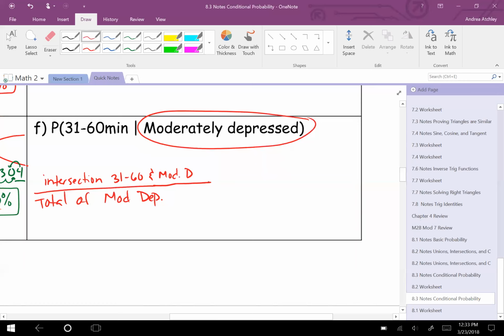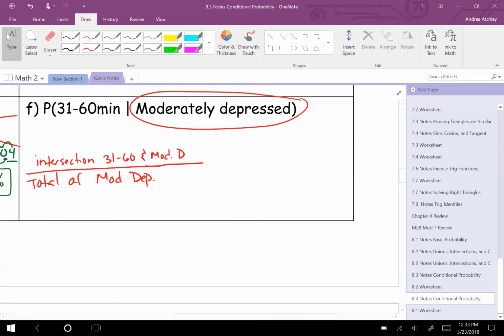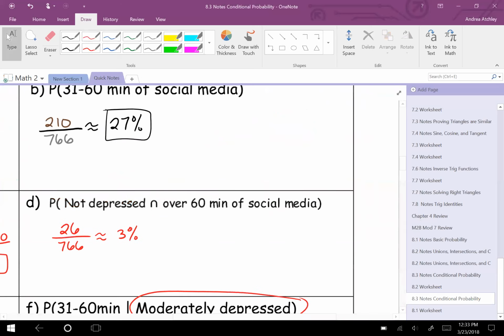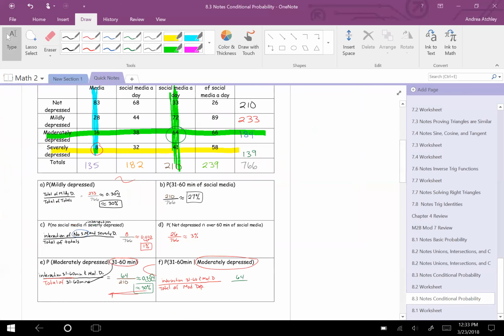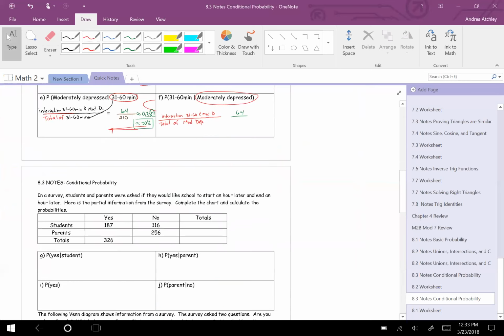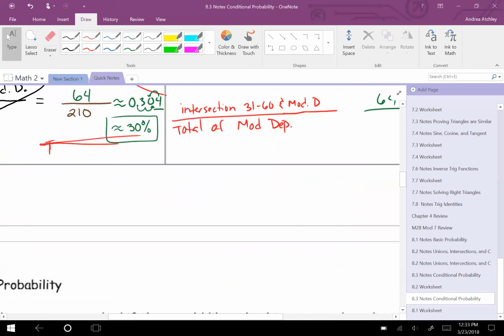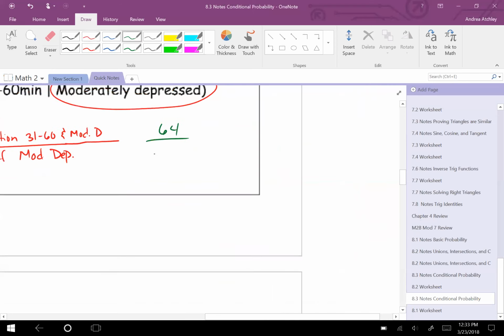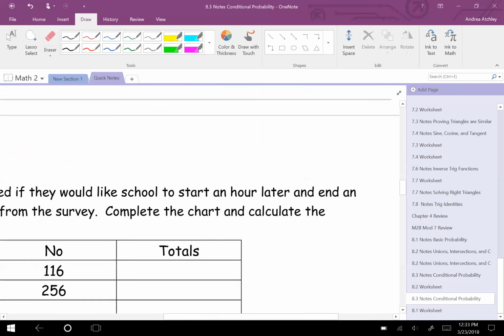Okay, so the intersection remained the same, that 64, right? On the bottom, though, was the total of the moderately depressed people. Okay, and the moderately depressed people were at 184. So that goes on the bottom. We divide that and we should have gotten about 35%. Any questions over that? We're good? Okay, next.